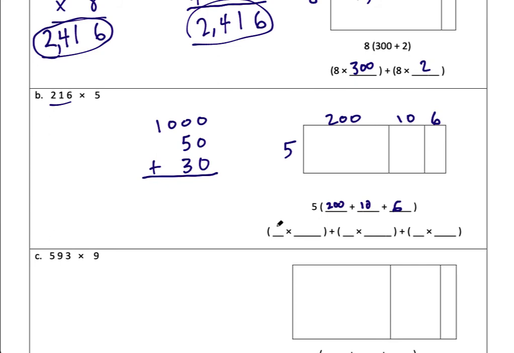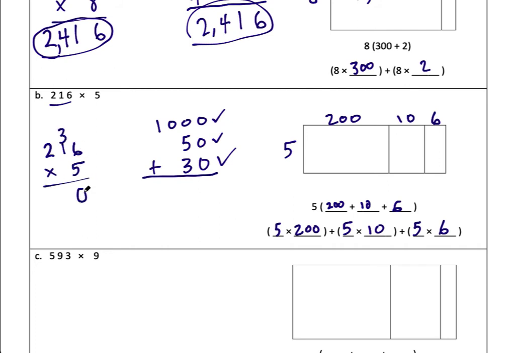And then here's the distributive property here. 5 times 200, 5 times 10, 5 times 6. And these are our answers right here for the distributive property. So 5 times 200 is there, 5 times 10 is there, 5 times 6 is there. All right, and lastly, the standard algorithm. My 2's are looking like Z's. Sorry. 216 times 5. 5 times 6 is 30.